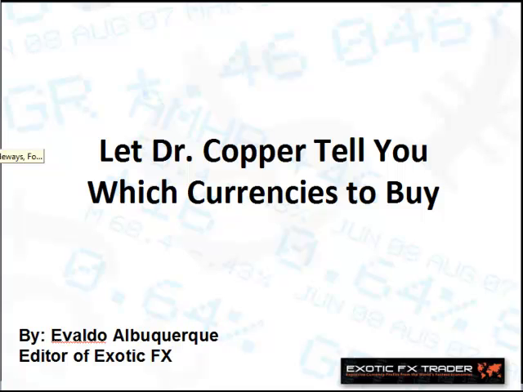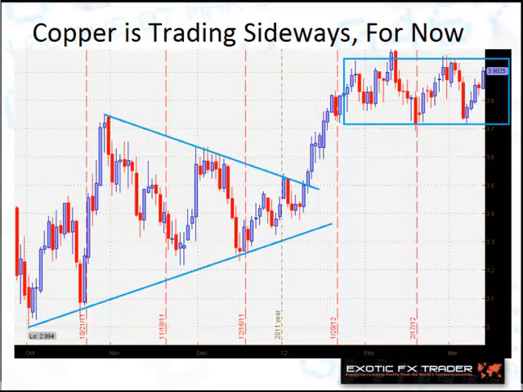Let's take a look at a daily chart of copper. Notice that late last year, copper was basically moving sideways, and these two converging lines created a consolidation area. This was an area where there was a balance between buyers and sellers. It basically formed a triangle.